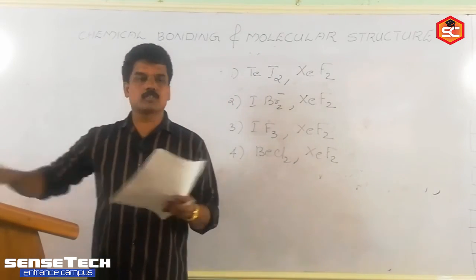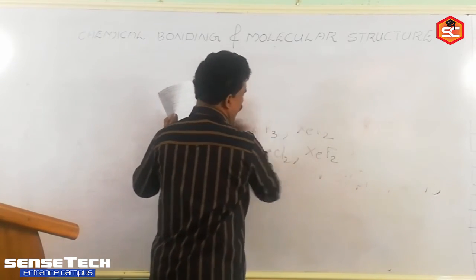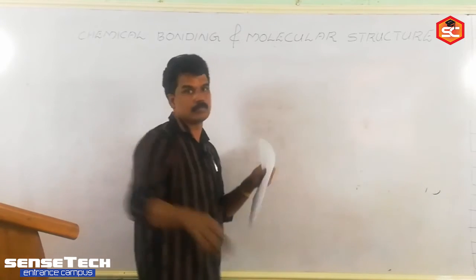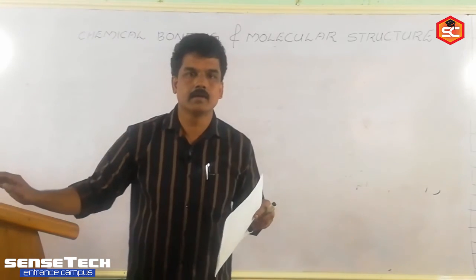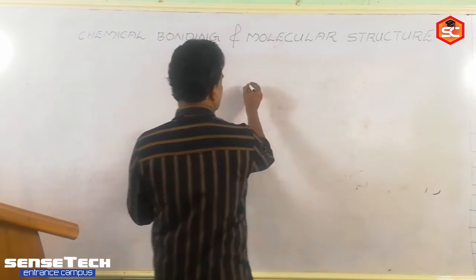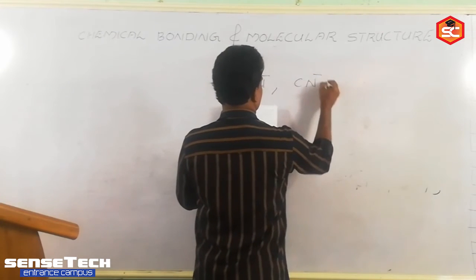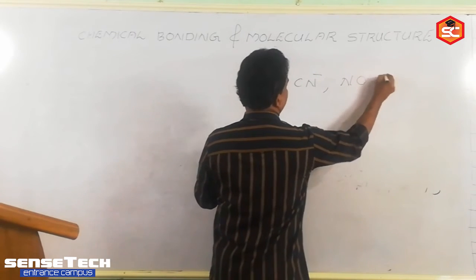Then which of the following species has the highest bond order? Next question. Which one has the highest bond order? Are you noting the question? Options are, one is CN minus, then CN plus, NO and CN.